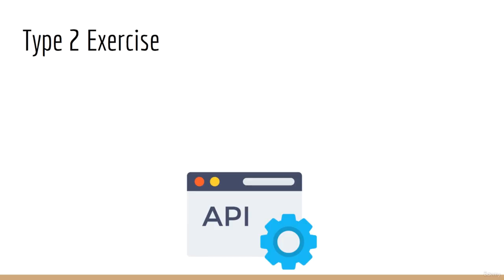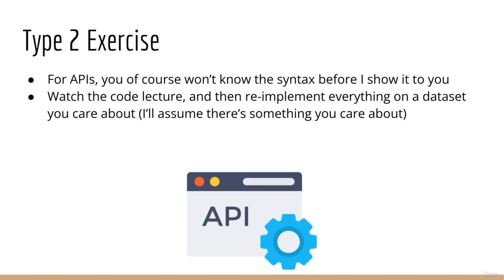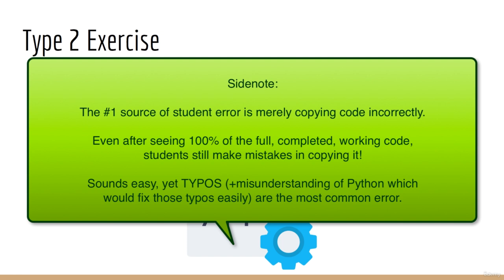Now, for case number two, it's a little bit different. Obviously, you're not going to know the syntax for a library or an API before I even show it to you. In this case, you should go ahead and watch the full code lecture, which will show you the syntax and how things work. Replicating the code is very useful because you're building muscle memory. And although this sounds like it should be easy, it's not. In fact, making mistakes when trying to replicate the code is the number one mistake I see on the Q&A. And yes, you heard that correctly. Even after seeing all the code work perfectly right in front of their eyes, students still have trouble just copying that code without making mistakes.